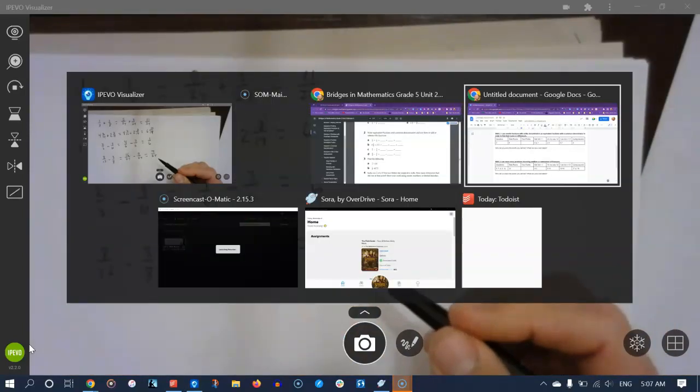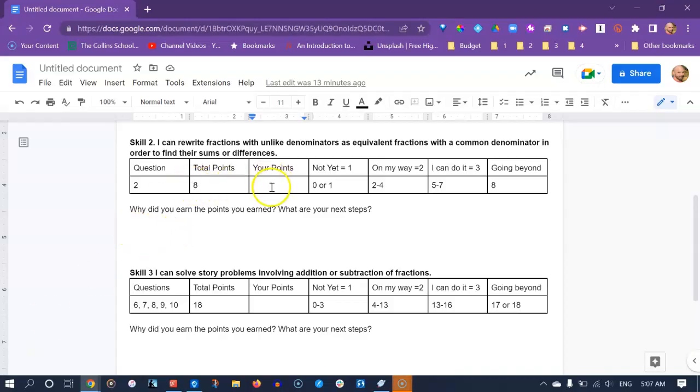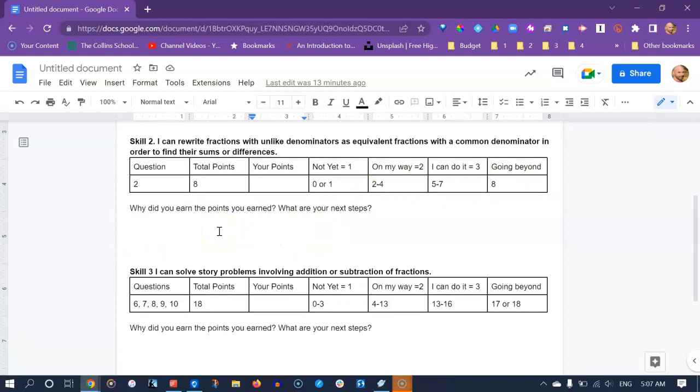Go ahead and fill out your skill 2. How many total points did you get? Where are you on the scale? Same thing. Why did you earn the points that you earned? And what are your next steps?